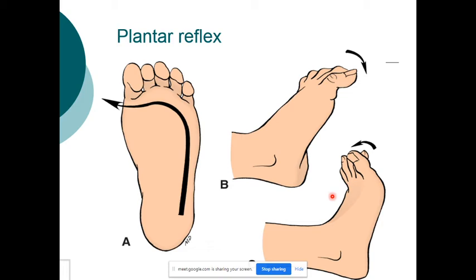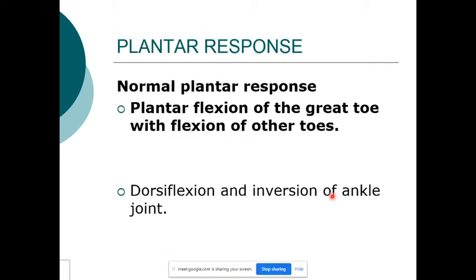I think in the theory class we had told you regarding the Babinski sign. So now what is the normal response? There is plantar flexion of the great toe with flexion of the other toes.